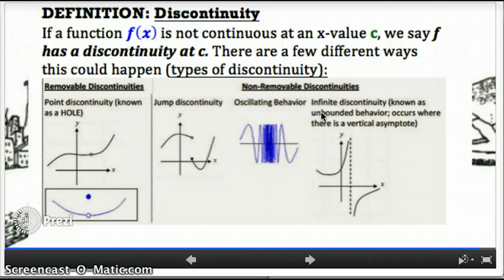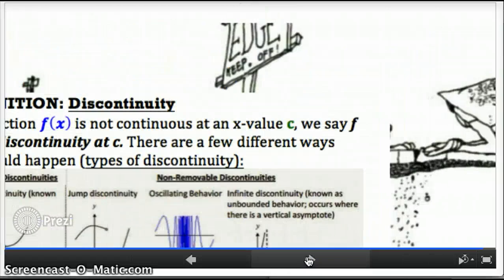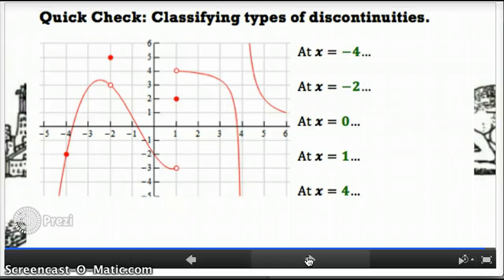Take a moment to make sure that they are in your notes and that you understand them, and then we'll practice applying them. Great, here we go. So here's a pretty simple function. What you need to do is look at each of these x values and determine what type of discontinuity, if any, the function has.